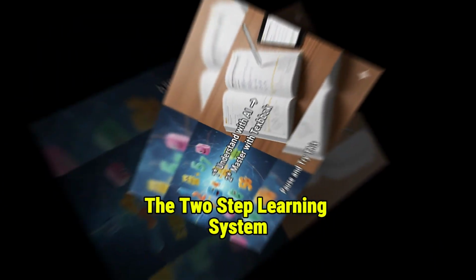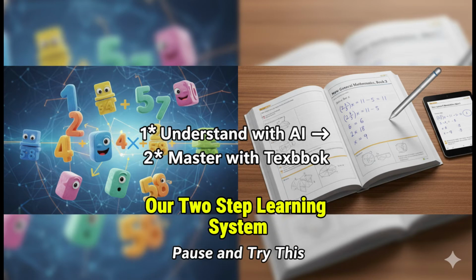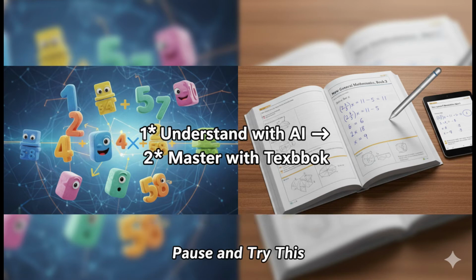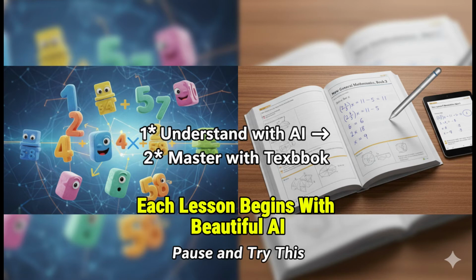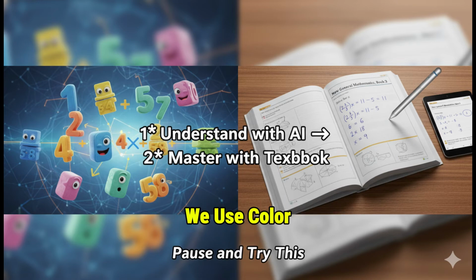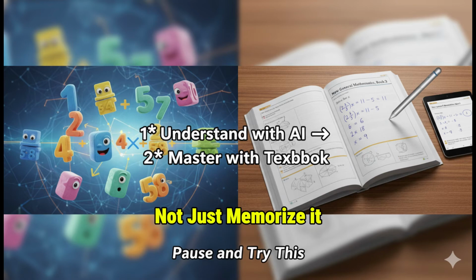The two-step learning system. Now, here's what makes Maths by Grades completely unique. Our two-step learning system. Step 1. Understand with AI. Each lesson begins with beautiful AI-powered animations that make every abstract idea come alive. We use color, story, and motion to help you see the concept, not just memorize it.